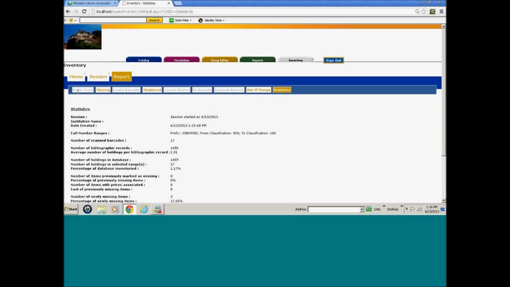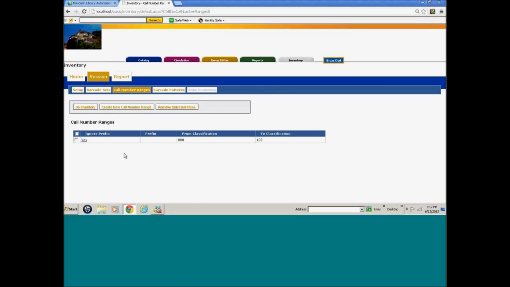I didn't scan anything in the professional collection, so they're missing. I could have, though, when I was in the session itself under call number range, I could have come in here. So let's go in here and let's edit this. I could have told the system here under prefix, don't look at any prefix. So by clicking prefix and not putting anything there, I'm telling the system not to look at the prefix. If I just wanted to inventory the professional collection or the reference collection, well, I would put in that prefix right here, and then the system would just inventory that specific section of the catalog.